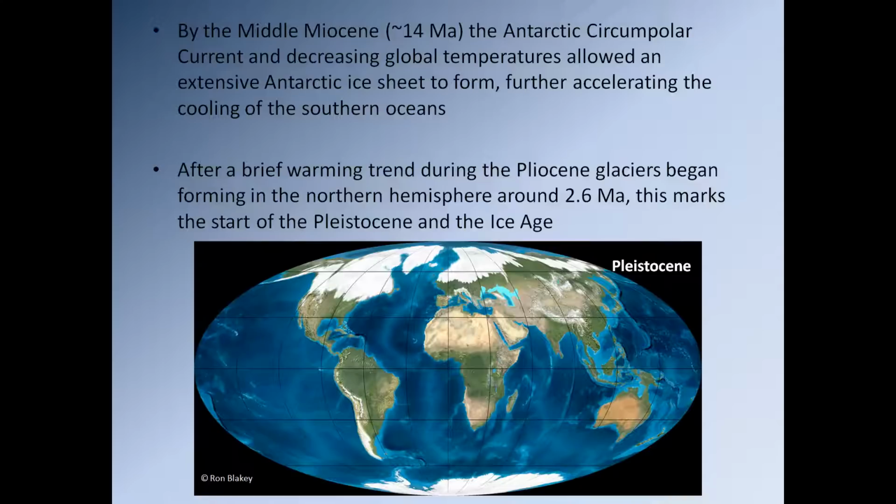So we see a brief warming trend, and then during the Pliocene, we see glaciers begin forming in the northern hemisphere around 2.6 million years ago. So what's happening is, from about 14 million years ago to around 2.6 million years ago, we have a general downward trend in terms of global temperature. Things are steadily getting cooler and cooler and cooler, and then all of a sudden, around 2.6 million years ago, we see the first hints of large-scale glaciation beginning to start in the northern hemisphere.